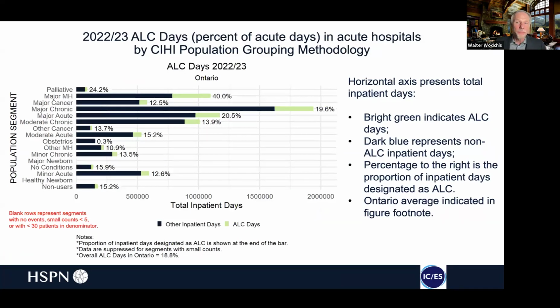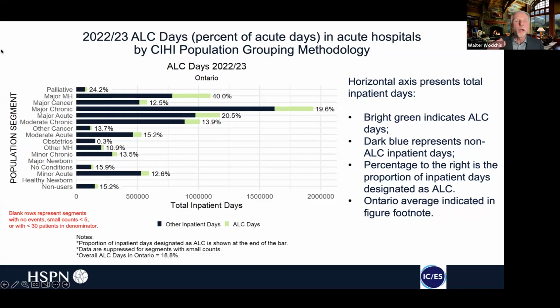This is by the CHI population grouping methodology. And we looked here at ALC days, which is another area of priority for some of the population groups. And so you can see here that the highest number of days is in people with major chronic conditions. They actually accumulate a lot of the ALC days, and the rate is also fairly high. The rate is even higher amongst those people who have major mental health conditions, though, as a proportion of that patient population, not as a proportion of all days, but a proportion of that patient population.